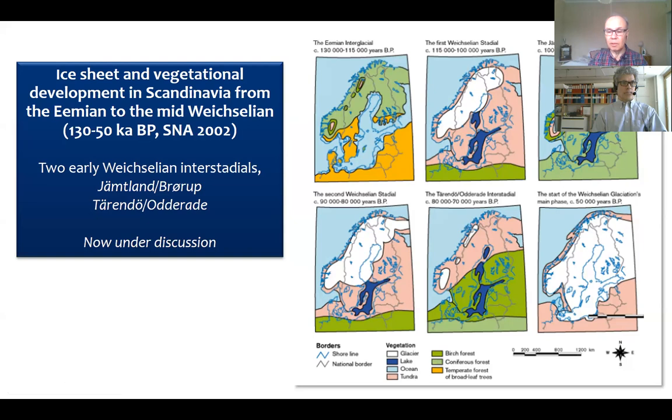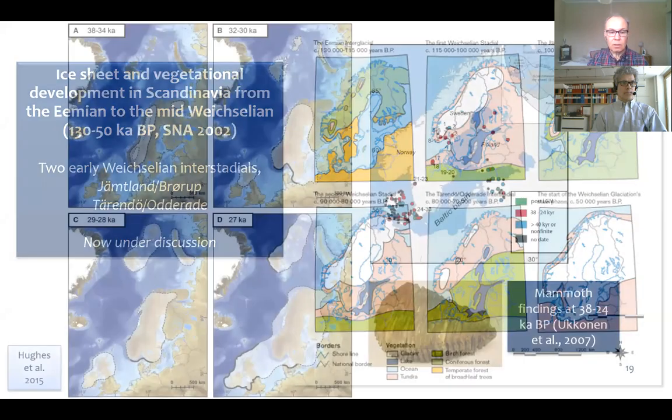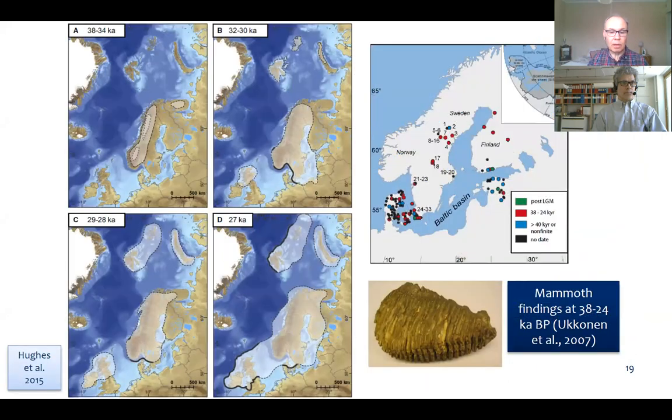So it actually took until maybe 50 or 60,000 years ago until most of Scandinavia was covered by ice during the Weichselian glaciation. There have been a lot of research efforts into this during the last maybe 20 to 30 years, and it's still under discussion. So we jump now a little bit closer to present times.